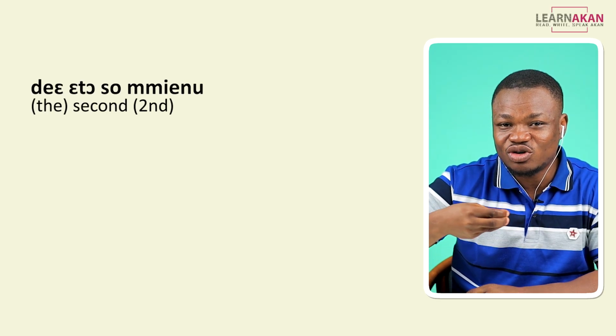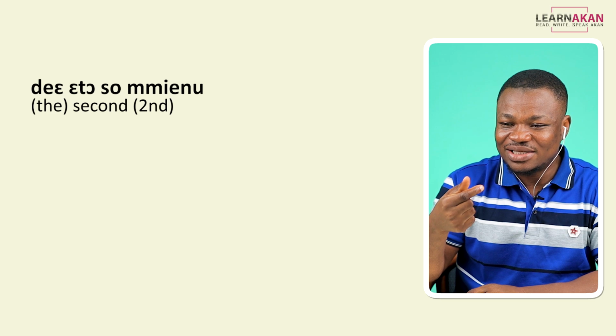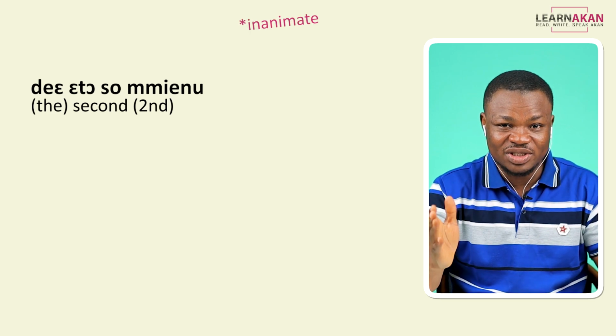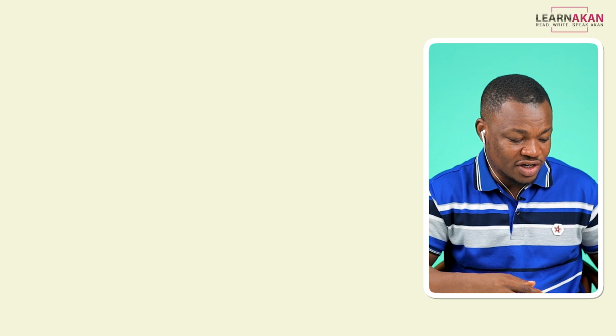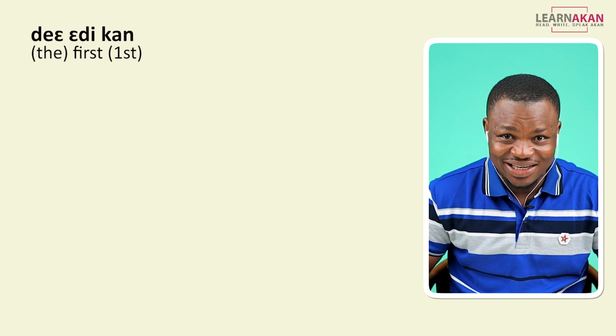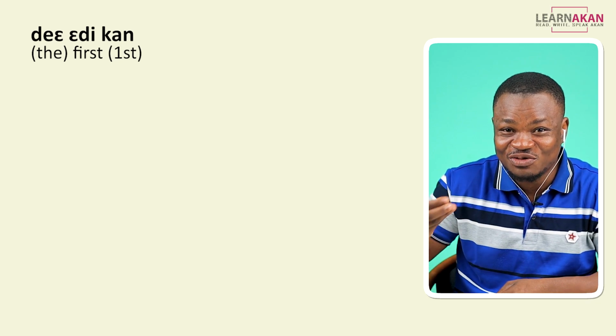Second is deɛ ɛtɔ so mmienu. Okay, deɛ ɛtɔ so mmienu. But you use this if you are applying it to something like an object, so non-human. For example, if I have two phones, the first one is deɛ di kan. Okay, deɛ di kan. So my phone na di kan, my first phone.